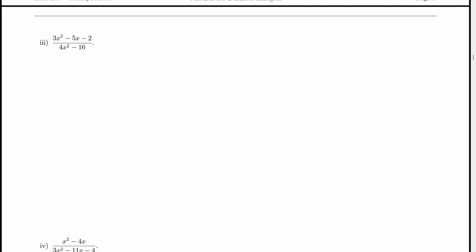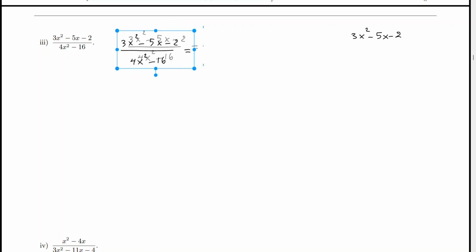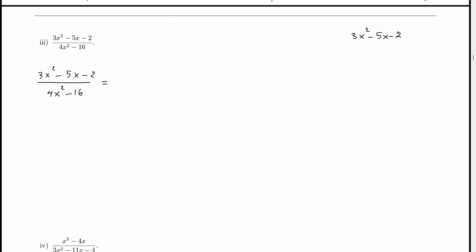Okay, for part 3, we have a slightly more complicated expression with the 3x squared minus 5x minus 2, all divided by 4x squared minus 16. So right off the bat, the 3x squared minus 5x minus 2 looks complicated. I'm going to need to factor it, so let me do that on a scratch paper on the side. It's a trinomial with nothing common between all the factors. So because nothing is common between all the factors, let's go ahead and try the big X method.